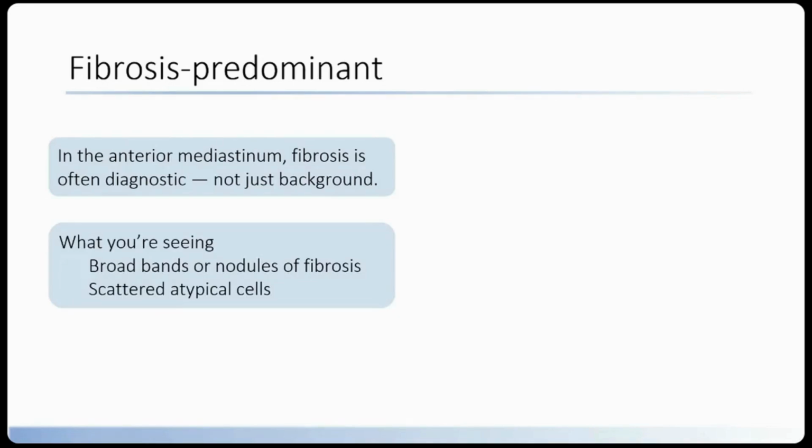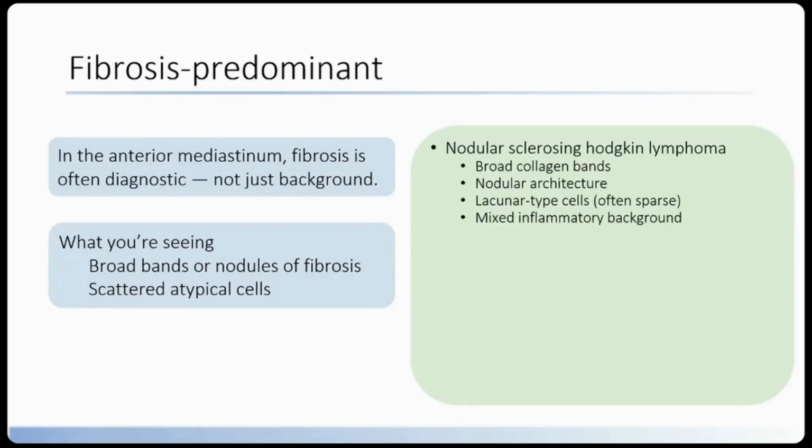You need to think about what you're looking at in terms of, are we seeing broad bands or nodules of fibrosis? That might give us a clue that actually we've biopsied a broad fibrous band within a thymoma. It might be that we've got a nodular sclerosing variant of Hodgkin's lymphoma, and so you've got to look really hard to see whether you can see any scattered atypical cells. For nodular sclerosing Hodgkin's, we're looking for broad collagen bands, a nodular architecture, those lacunar type cells, and obviously the mixed inflammatory background we've discussed already.